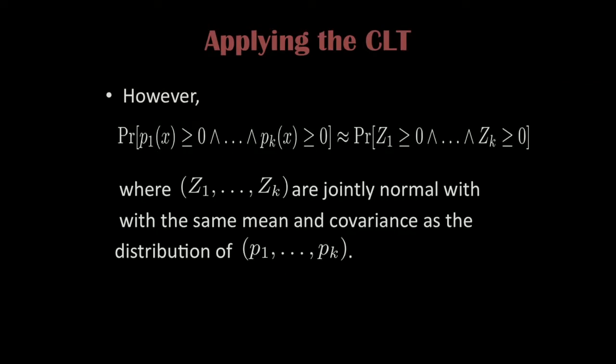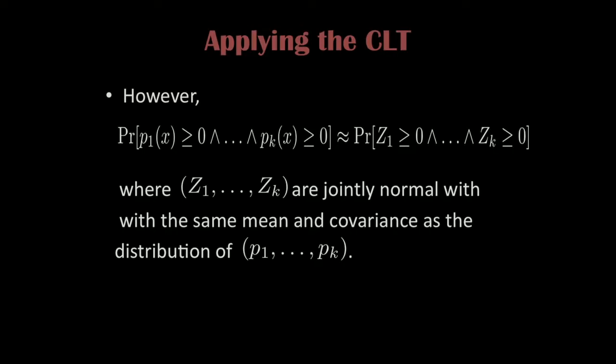However, the probability that all these Pi's are greater than or equal to 0 by the CLT is very close to the probability that a multidimensional normal, all the coordinates of a multidimensional normal are greater than or equal to 0, where the multidimensional normal has the same first and second moments as P1 to Pk. So given P1 to Pk, you can explicitly compute what this multidimensional normal is. So if you are shooting for approximate counting, it suffices to compute the right hand side.